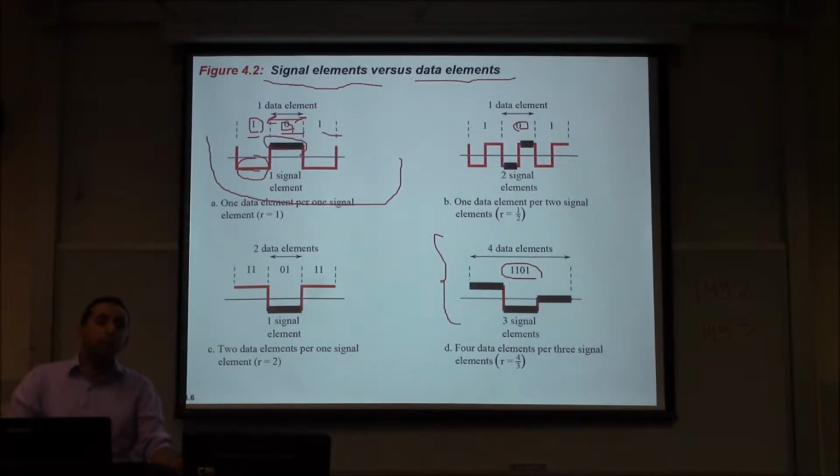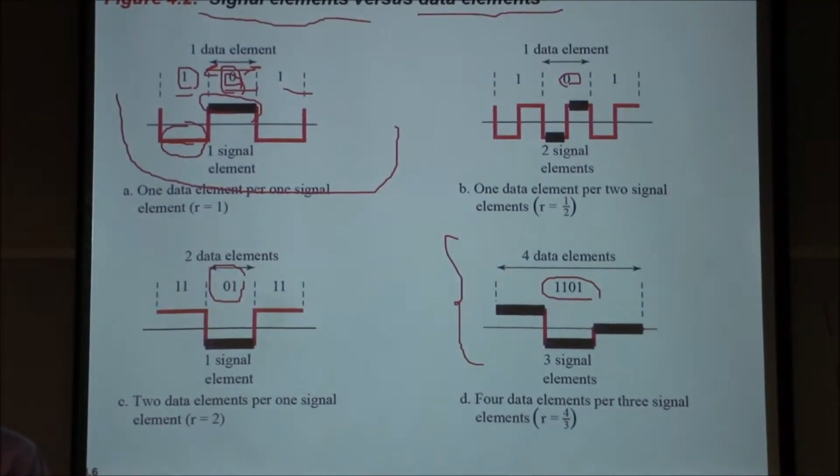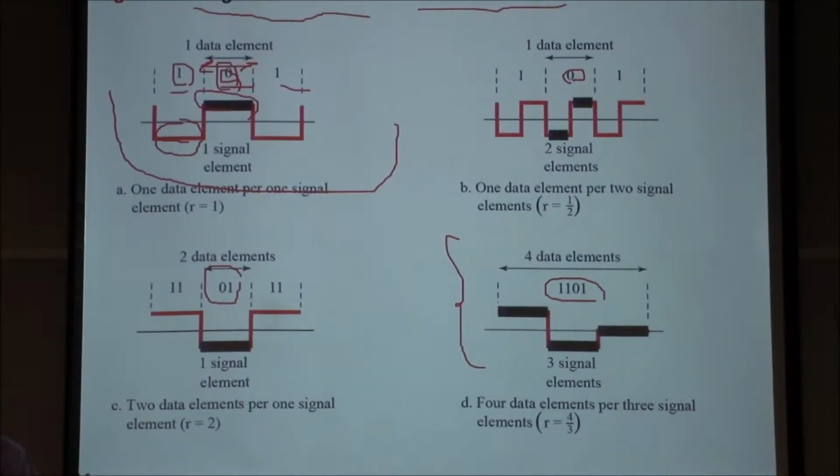Data rate is how many bits we can send per second, right? That's the data rate. By encoding more bits per signal element, we can achieve a higher data rate. For example, here we have only one data element per signal element, but here we have 2 data elements per signal element. That means that the data rate here is going to be higher than the data rate here. So our goal is to increase the data rate.